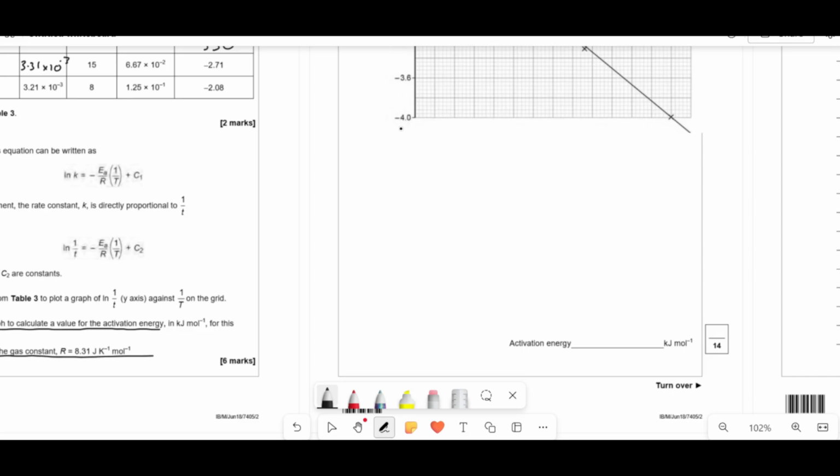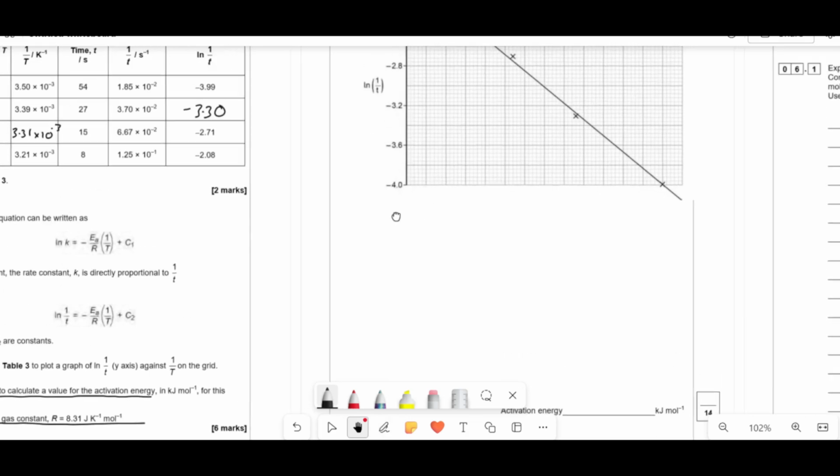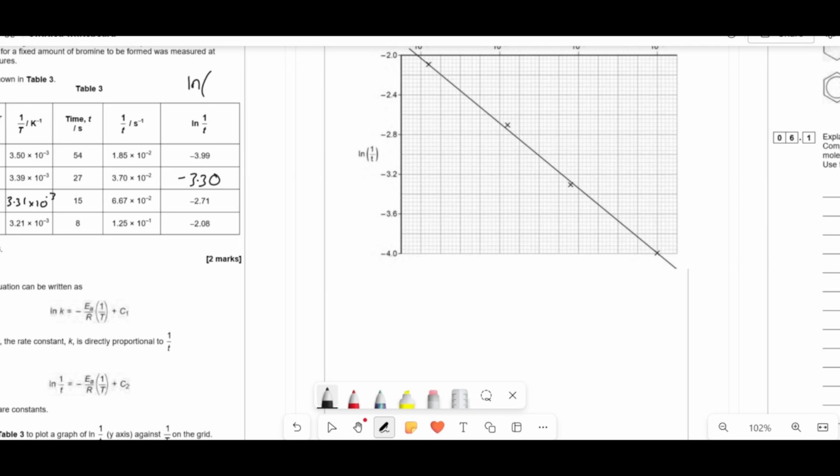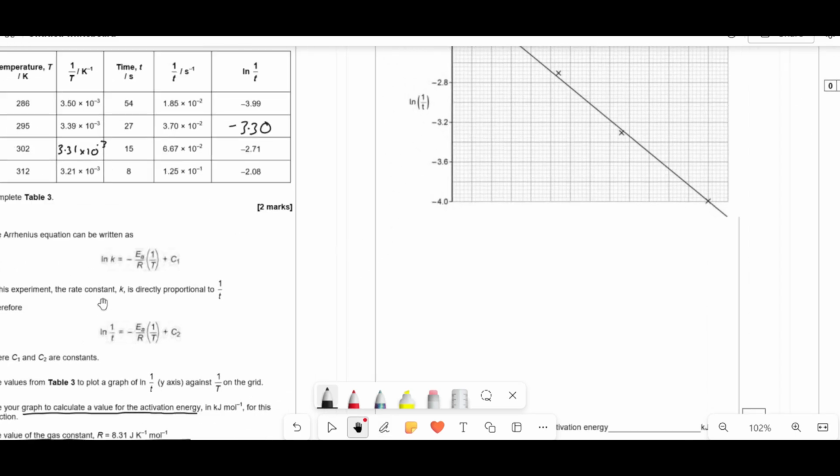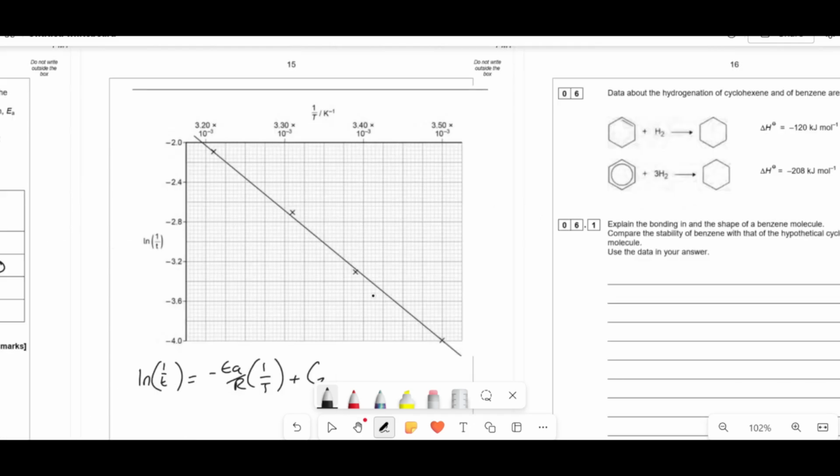I don't think it's very useful memorizing equations. And I can see from this as well, a lot of people just jumped into doing some sort of calculation. They've told you that they've plotted this, and you can see on the axis, it's ln 1 over t here equals all of that. So if I rewrite, ln 1 over t equals minus Ea over R times 1 over t plus c2, that's what we've got. Your y-axis is here, your x-axis is this.